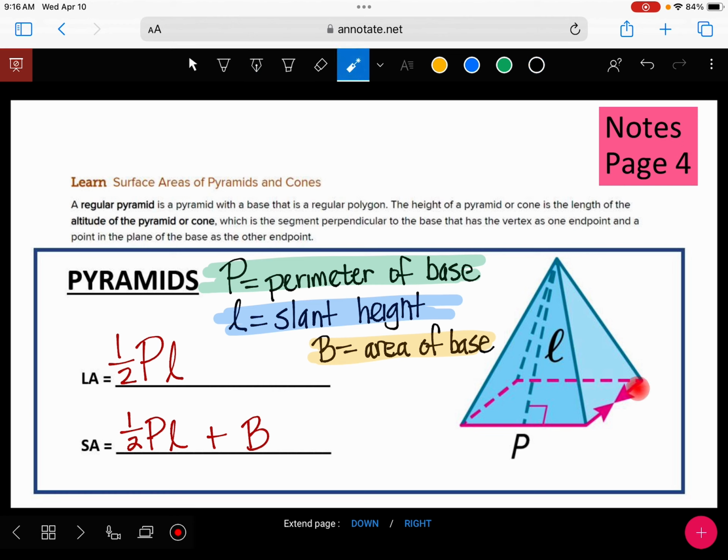Some of you have cones and some of you have pyramids. If the base is not a circle, we call that a pyramid. And we need to know 3 things. We need to know the perimeter of the base, the area of the base, and then the length of the slant that would be going up the side of that pyramid. So I'll give you a minute to copy this down, and then we will work through finding the lateral area and surface area.